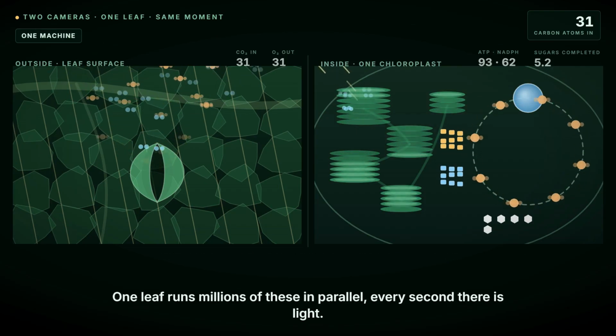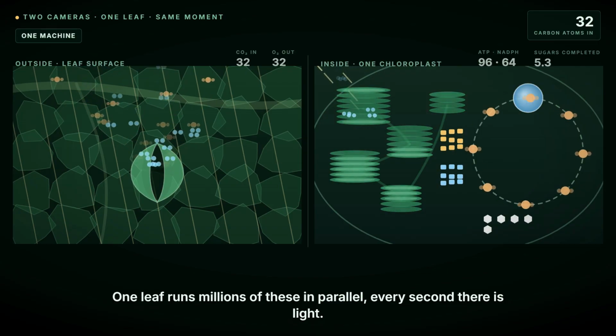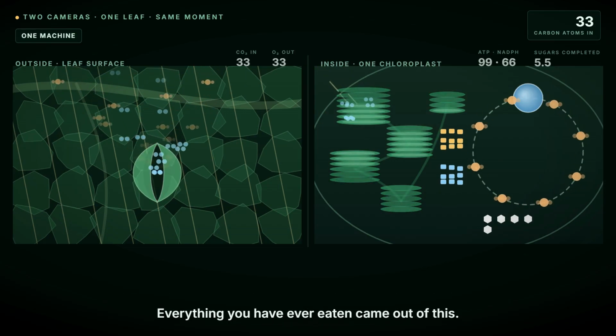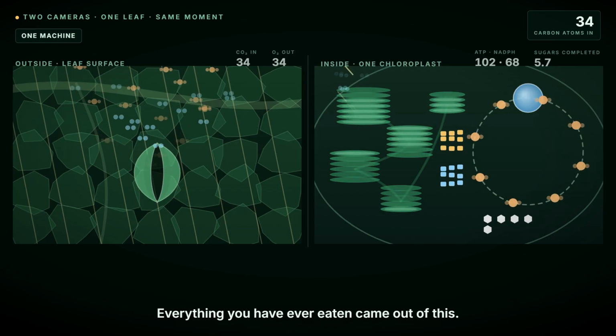One leaf runs millions of these in parallel. Every second there's light. Everything you have ever eaten came out of this. So did the air.